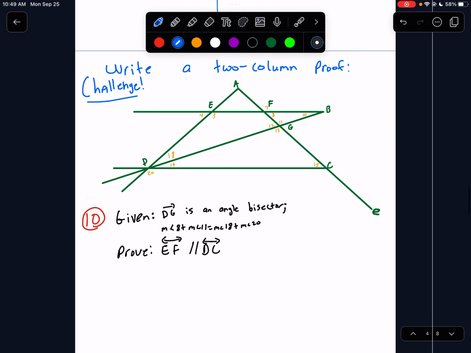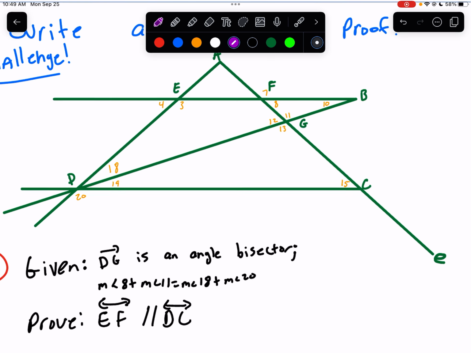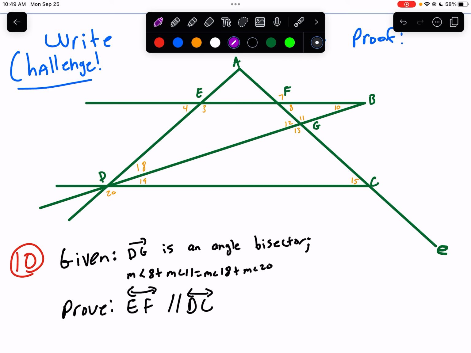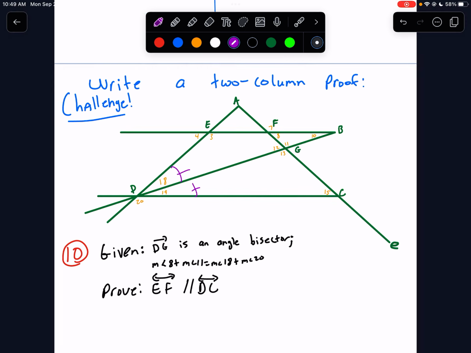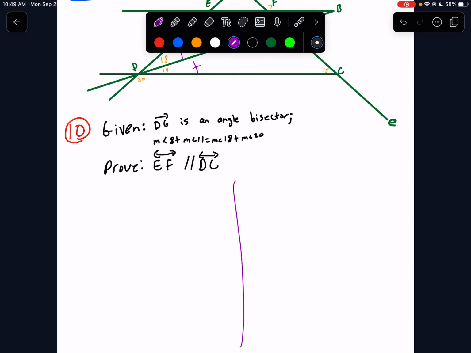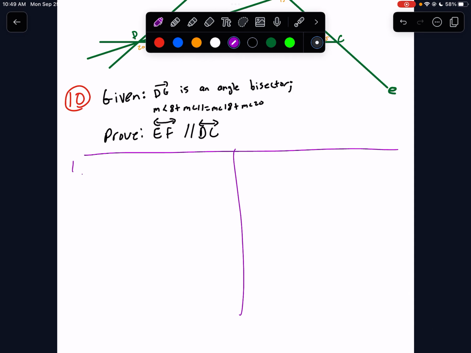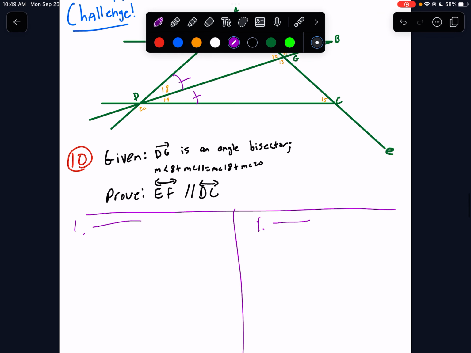Next one. This one's a much trickier one, I believe. It says write a 2-column proof. First, they tell us that DG is an angle bisector. Well, that means that these 2 angles have to be equal. Now, you can't just mark it. That's one of the big mistakes people make is they mark it, but they don't actually put it in the proof. So we need to make sure that's in here. We know that the measure of angle 18 equals the measure of angle 19. We know that. And that is just the definition of angle bisector.